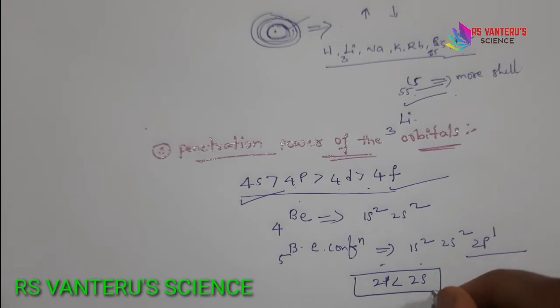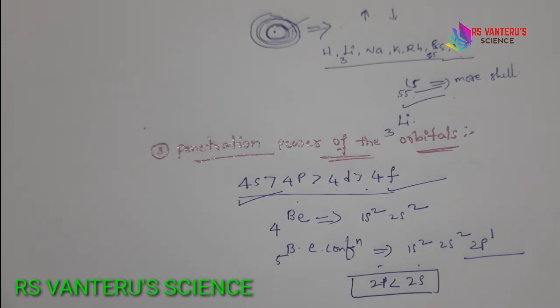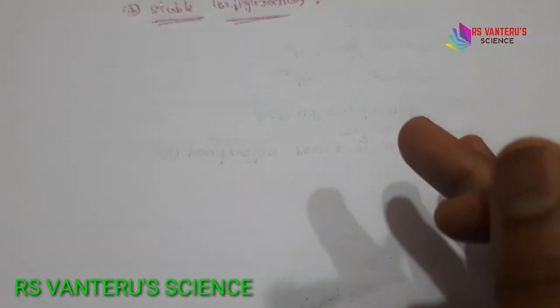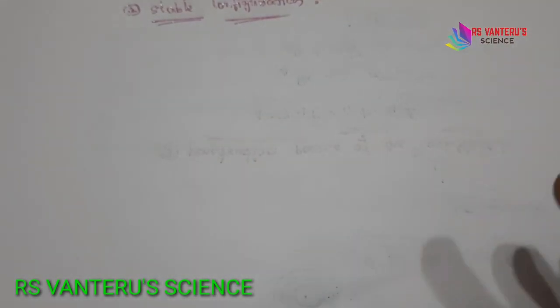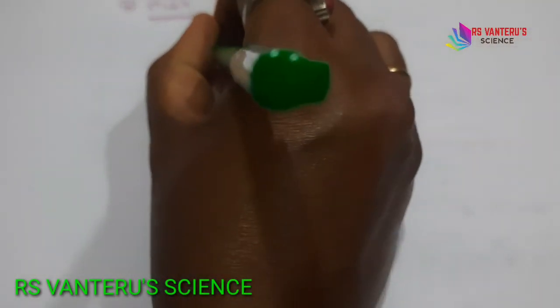And the fourth one, stable configuration. What is stable configuration? If the orbital in any atom is fully or half filled, then the electron configuration is called stable electron configuration. This requires more energy to remove the electron from atoms with fully or half filled orbitals.